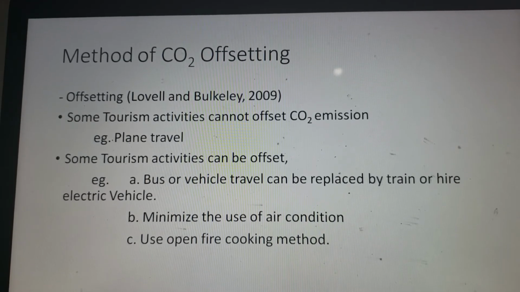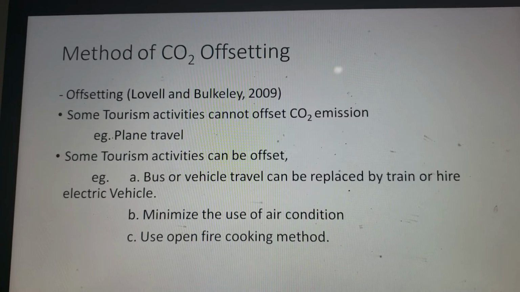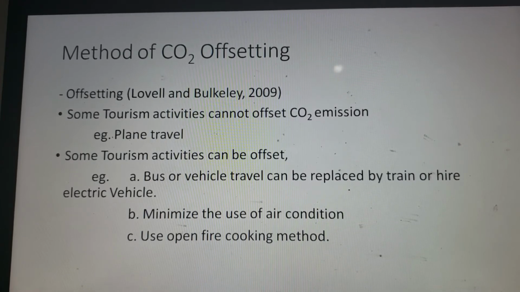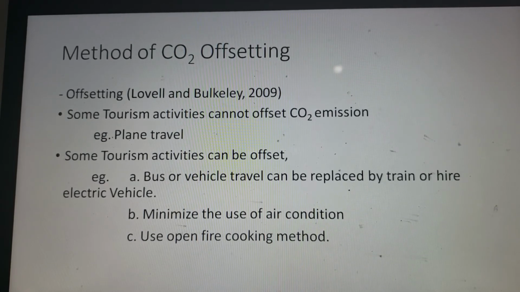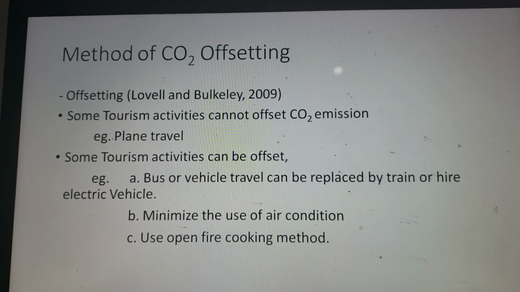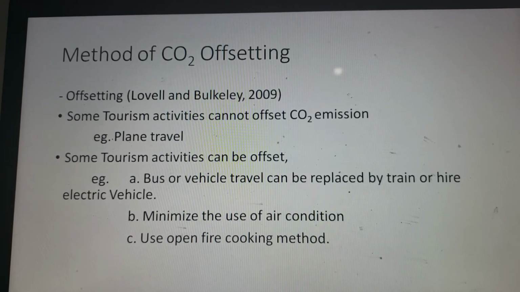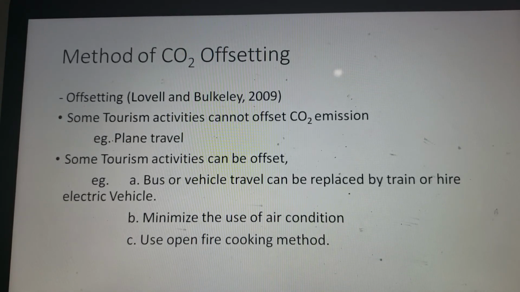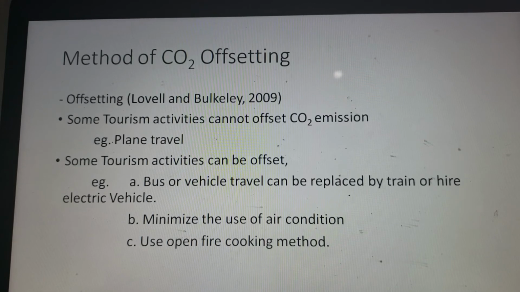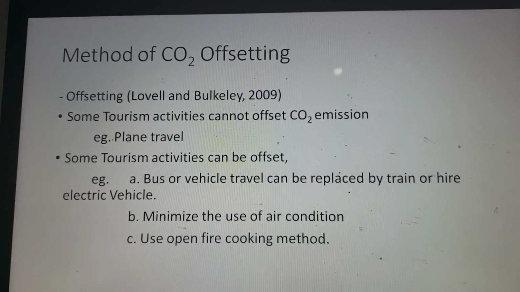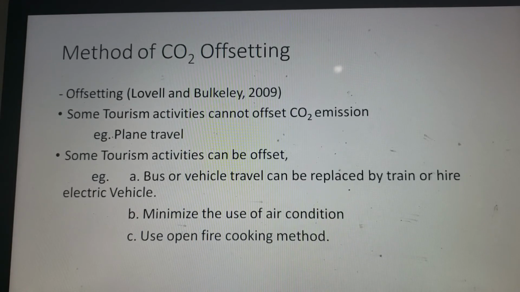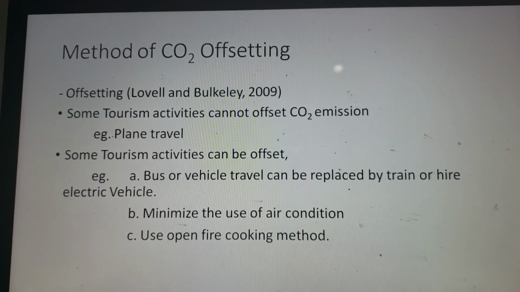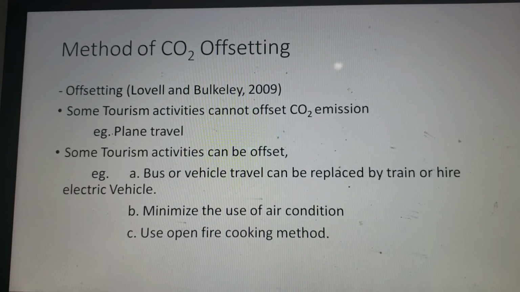When we travel by plane, we cannot offset carbon dioxide emissions, especially on long distances. For example, from Germany to the Solomon Islands, it takes 27 hours, and because of that, we cannot replace a plane. But we can fly sustainably by choosing a more sustainable airline and avoiding transit.